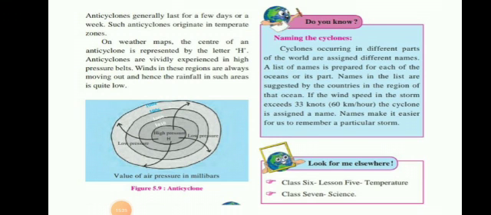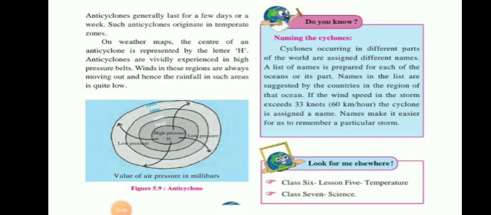Anticyclones originate in the temperate zone. On weather map, the center of the anticyclone is represented by H, because in center here it is high pressure and in circular motion it is moving outward. So here it is represented in H.